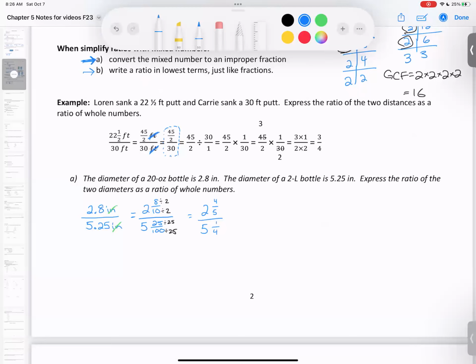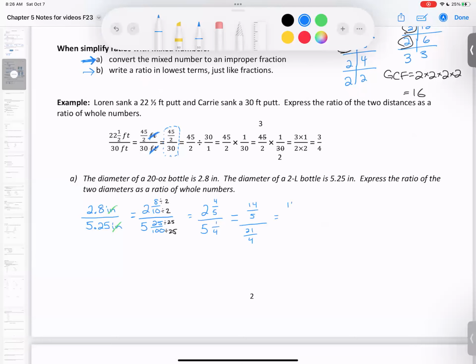Okay, so we're left here with some mixed numbers. So now let's convert those mixed numbers to improper fractions. So we're going to use the boomerang. So we've got 5 times 2 gives us 10 plus another 4 gives us 14. So we've got 14 over 5, and that is over. So now we want this bottom mixed number to be an improper fraction. So 4 times 5 is 20 plus 1 gives us 21 over 4.